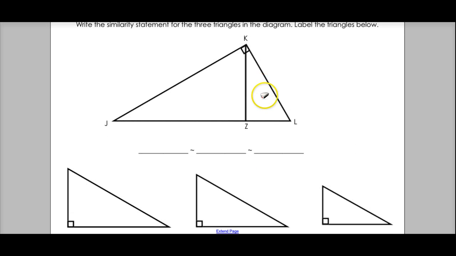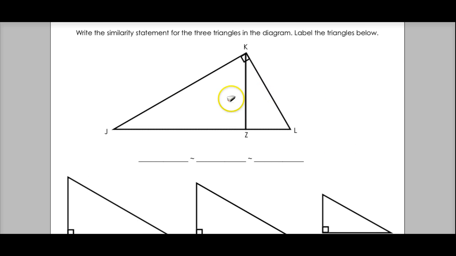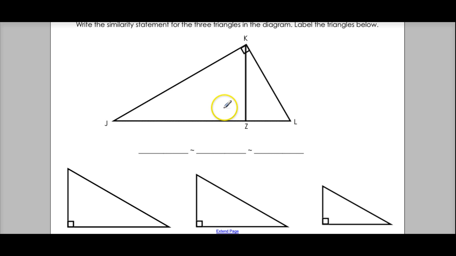But let's start with the basics. If you look below, write a similarity statement for the three triangles in the diagram. There are three triangles, the big one, the medium one, and the small one. We're going to write a similarity statement and label the three triangles below. So what are our three triangles? Well, let's start with the big one.